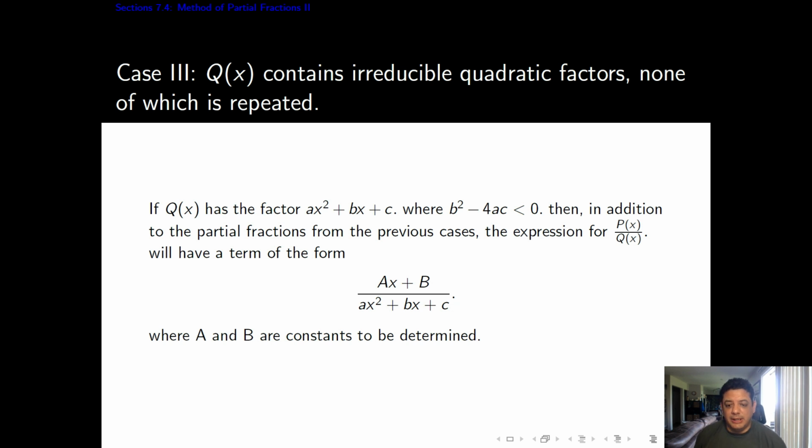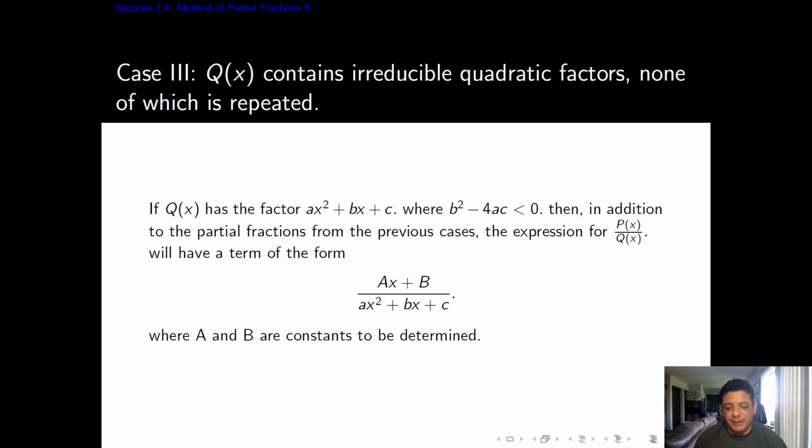So case 3 is where q has a factor of the form ax squared plus bx plus c, but that is an irreducible polynomial. What do I mean by that? Well, it means that when I'm using the quadratic formula to get the solution, we're going to have this term, b squared minus 4ac, be negative. So that means that we're going to have complex numbers in the roots. So this is what we call an irreducible factor.